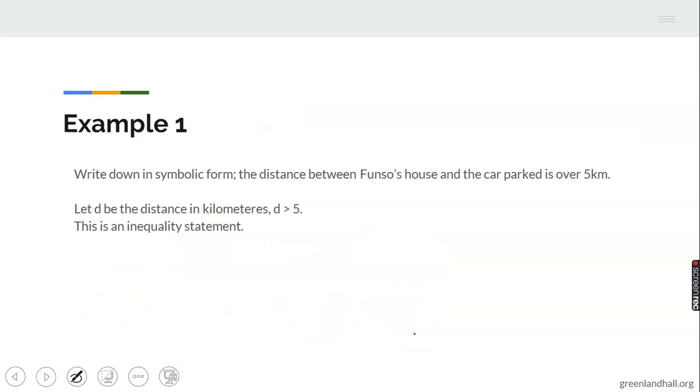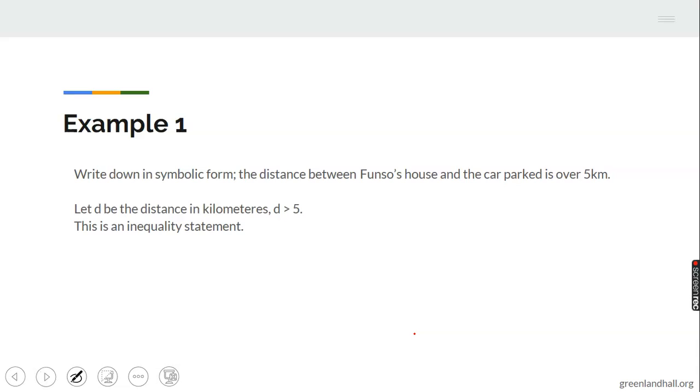Okay? Now, let's start with the first example. Write down in symbolic form: the distance between Funcho's house and the car parked is over 5 kilometers. Is over 5 kilometers. Above 5 kilometers. That is the meaning of that. So that means it's greater than 5 kilometers.